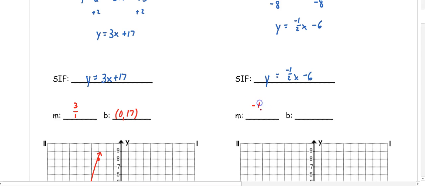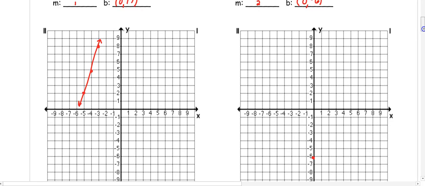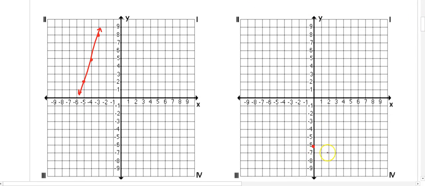So I have a slope of negative 1/2 and a y-intercept of (0, negative 6). So this time it's going to fit on the graph, so I'm going to go to (0, negative 6) and place my point. And then my slope was negative 1/2, so I'm going to go down 1 over 2, down 1 over 2, and then connect my line.